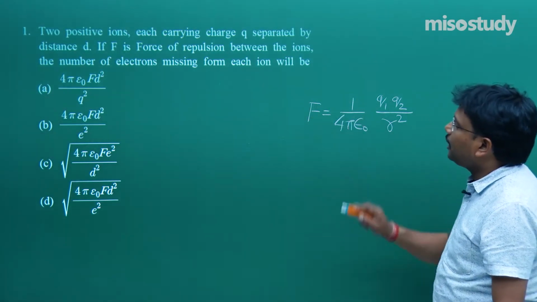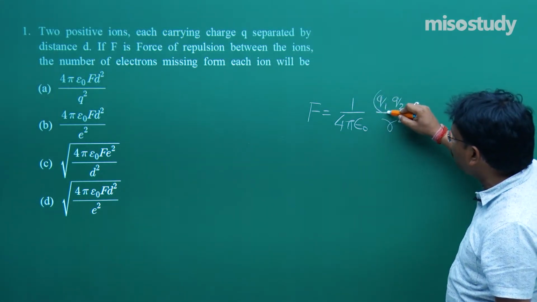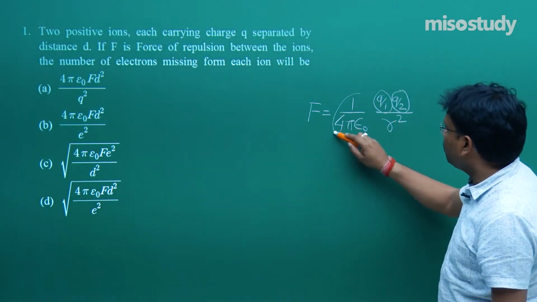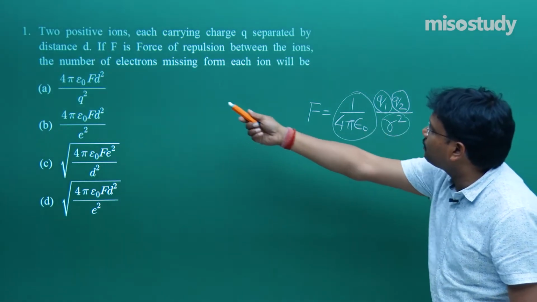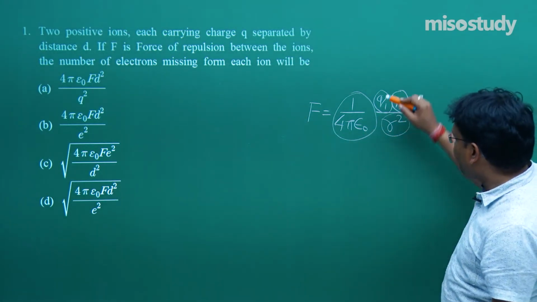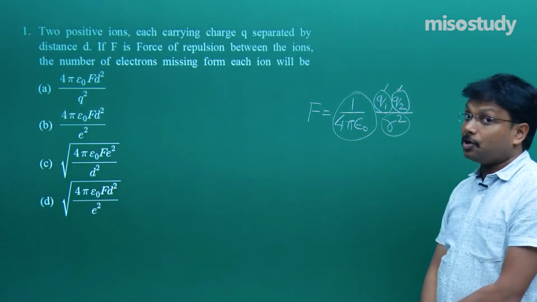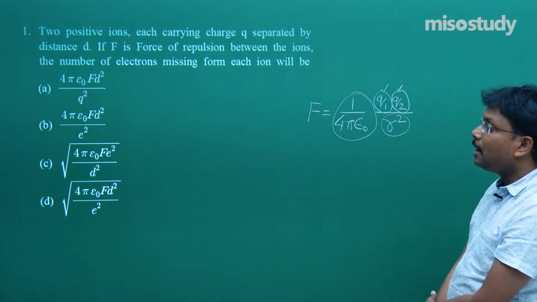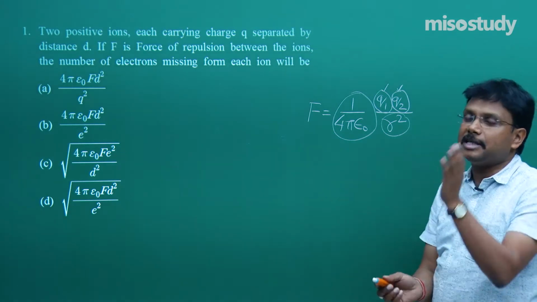You have to find the number of electrons. It means you have to do something over here, because this is a constant term, and this is the distance that is given as d. So the problem is, what is the value of charges Q1 and Q2, because ultimately you have to find the number of electrons missing from each ion.